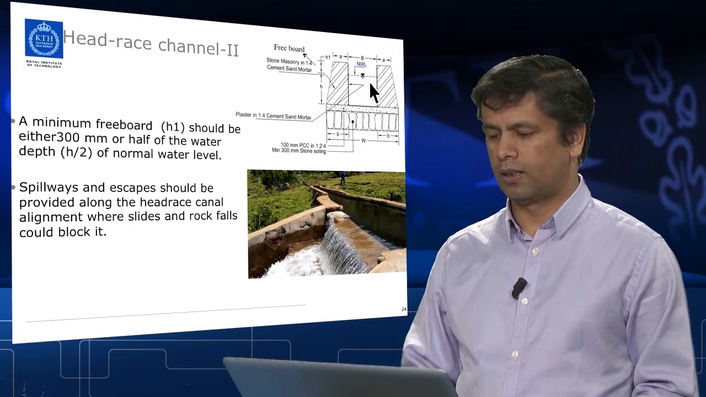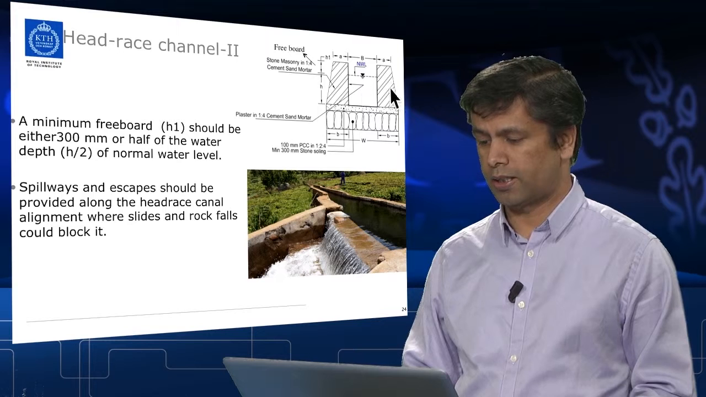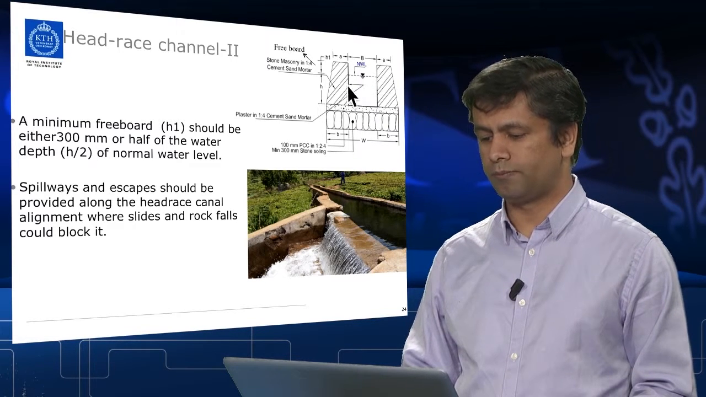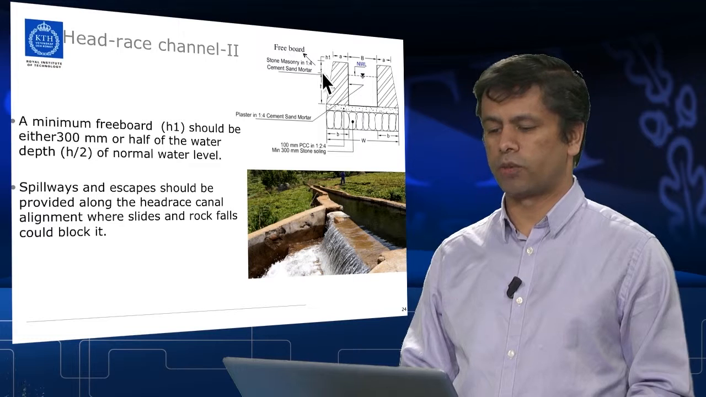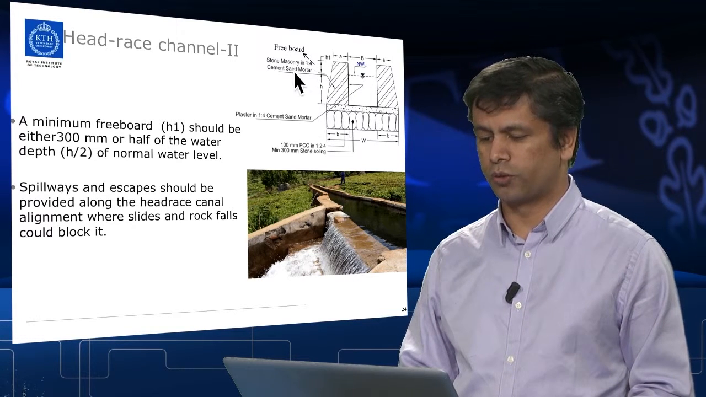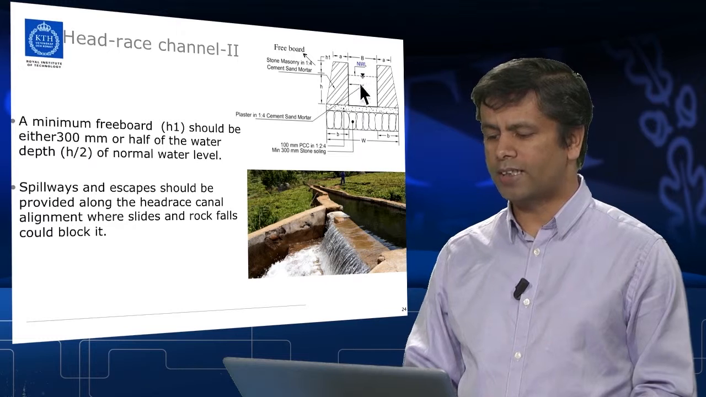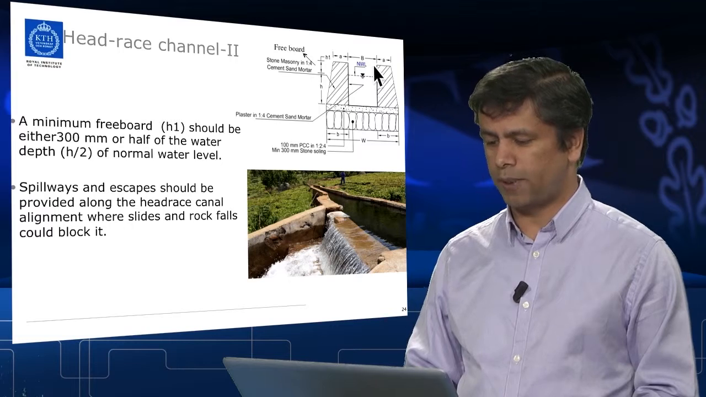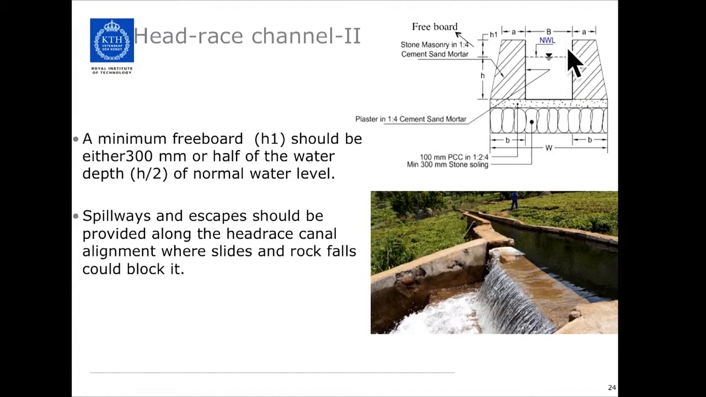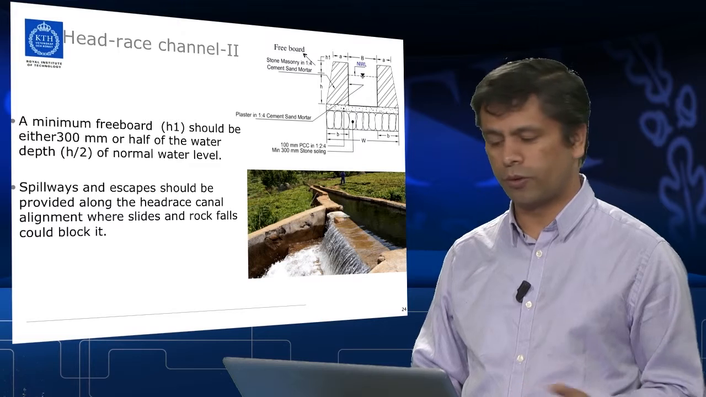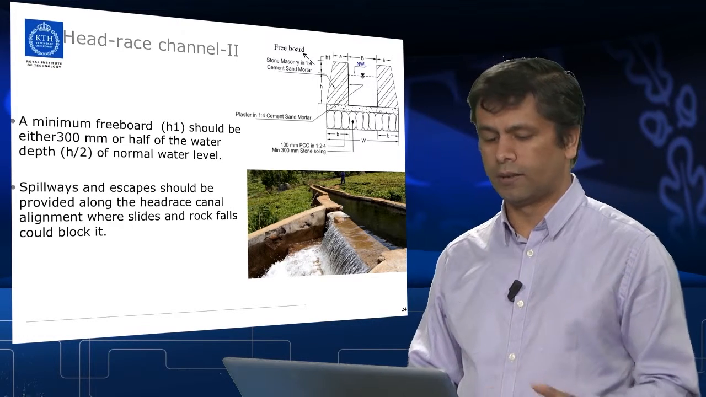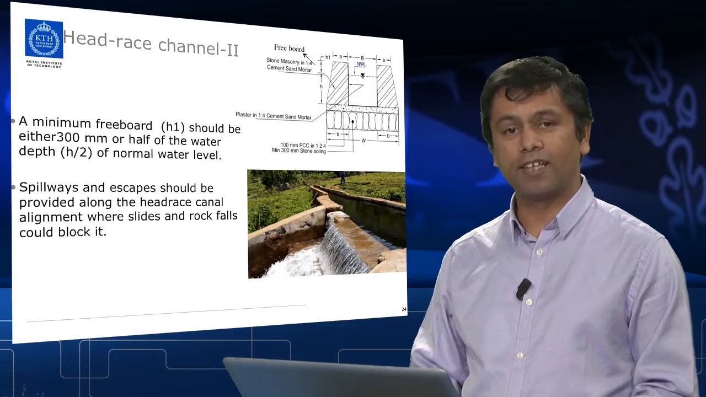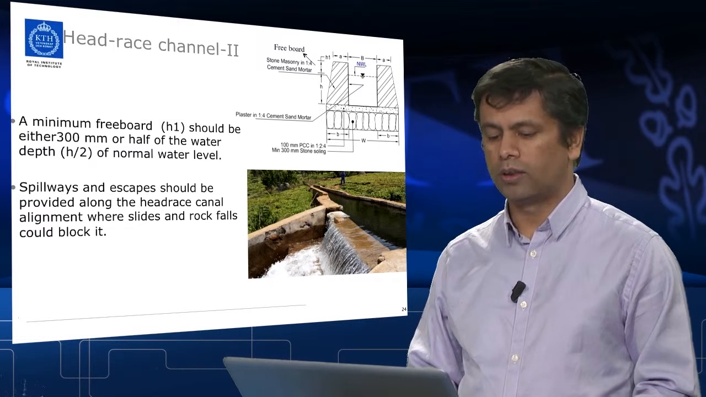Here you can see the drawing of a header's canal, and this is a normal water level design. This is a stone masonry canal with 1:4 cement sand mortar. While designing this kind of canal, we should also provide some free space, known as freeboard, which allows for some fluctuation in the flow in the canal. This minimum freeboard should be either 300 mm or half of the water depth.